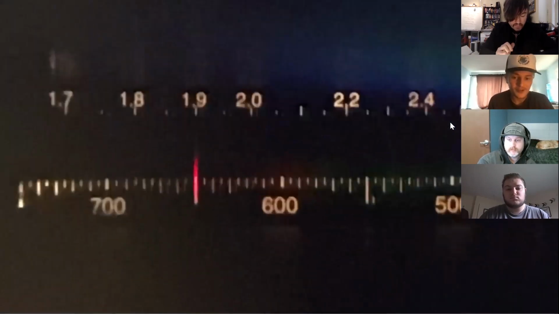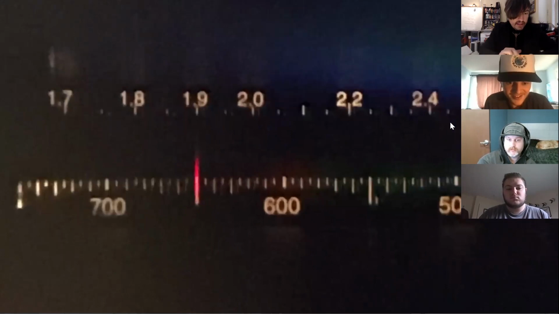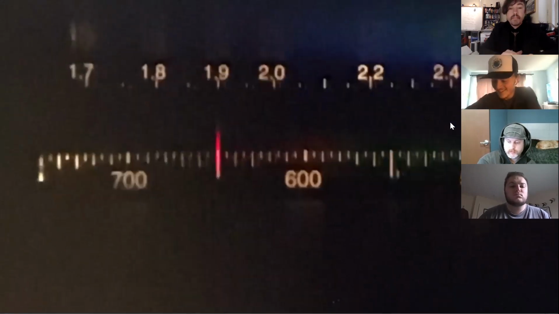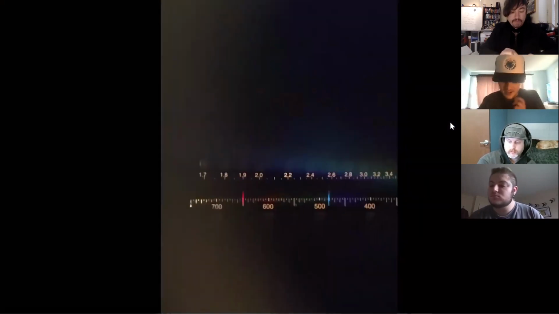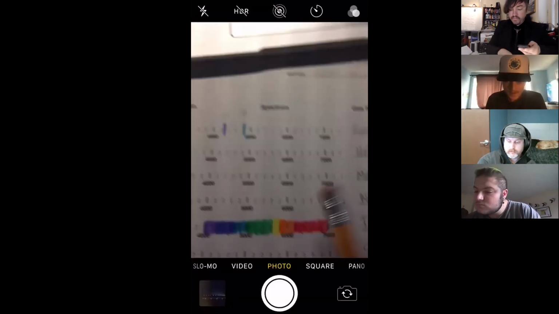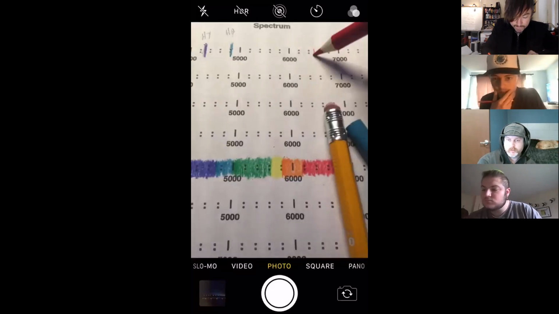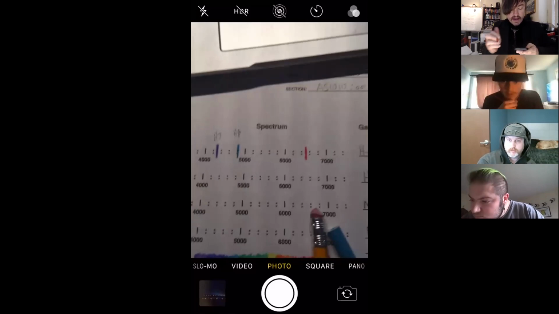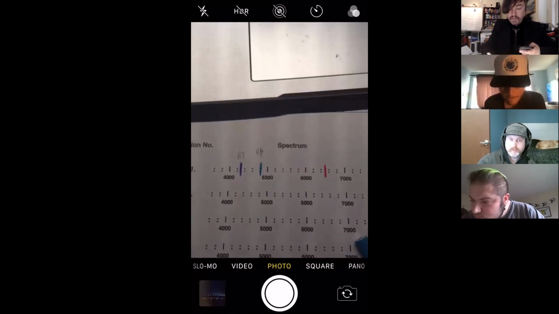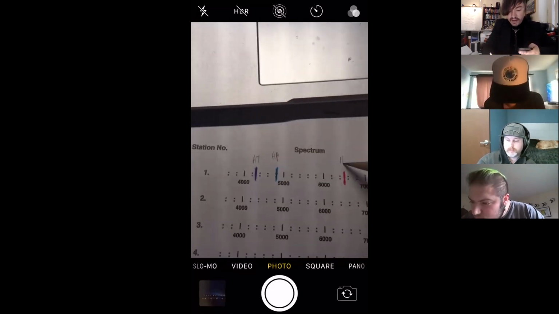Okay. Give me the wavelength of the red line, guys. 650? Yeah. And that's the spectrum of hydrogen. Hydrogen beta, hydrogen gamma, and this is known as hydrogen alpha.